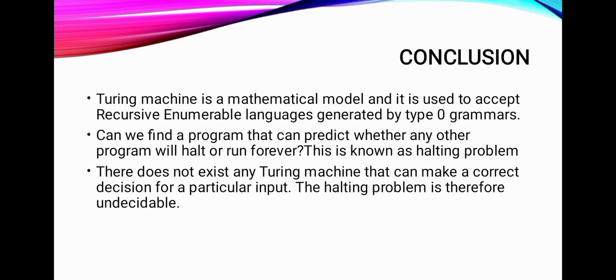For a conclusion, the Turing machine is a mathematical model and it is used to accept recursively enumerable languages generated by type 0 grammars. Here is a question. Can we find a program that can predict whether any other program will halt or run forever? This is known as the halting problem. There does not exist any Turing machine that makes a correct decision for a particular input. The halting problem is therefore undecidable.